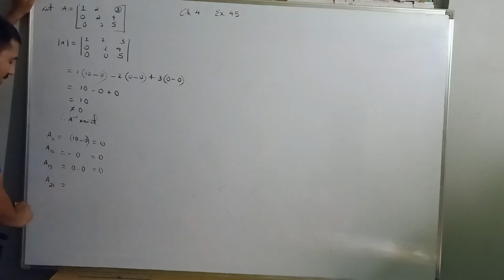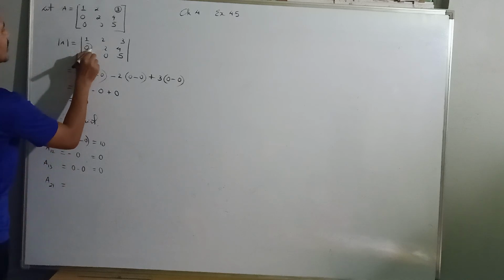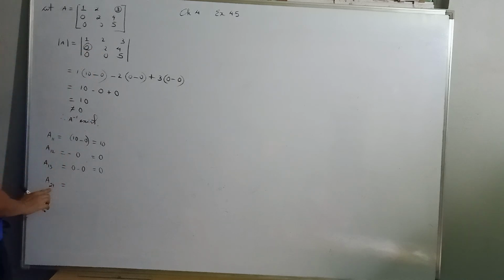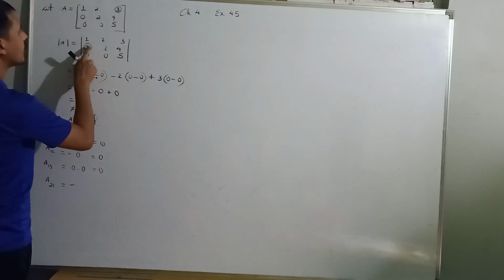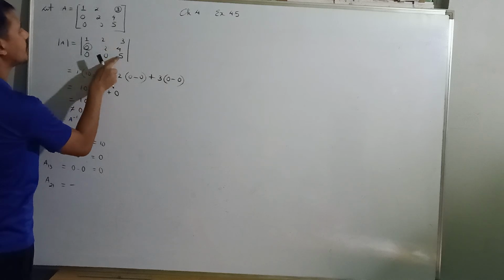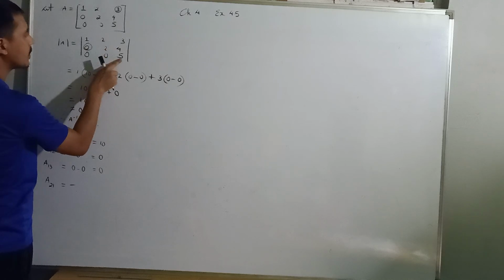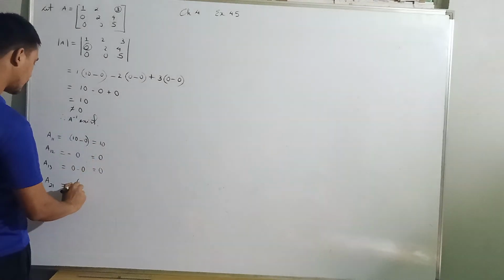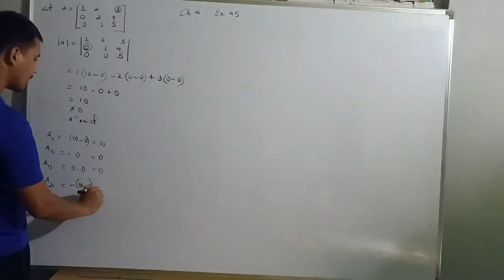A21. I'm writing all these zeros extra only for the viewers. Otherwise, we could have done that without writing all this. A21: 2 plus 1, 3, so negative. Positive, negative, positive, negative, yeah. The minor: 2 5s are 10, minus 0, right? 10 minus 0, that will be 10. So minus 10.